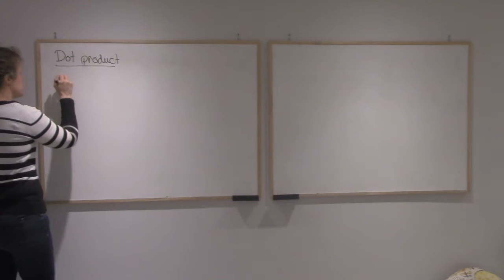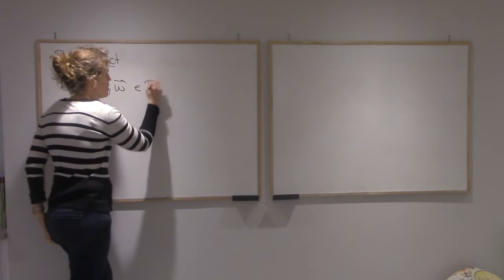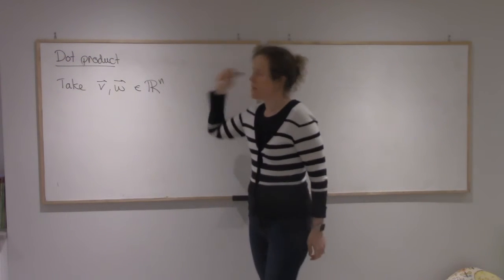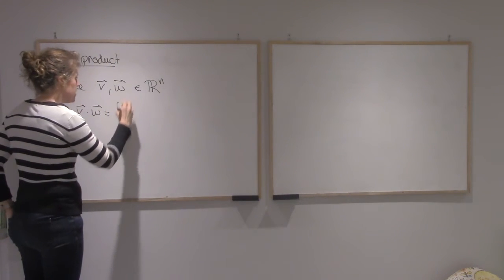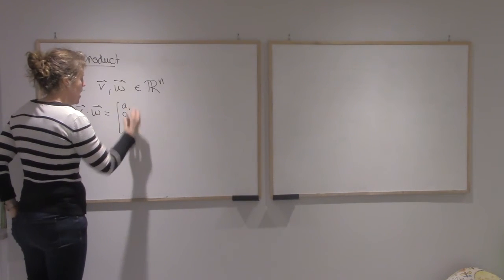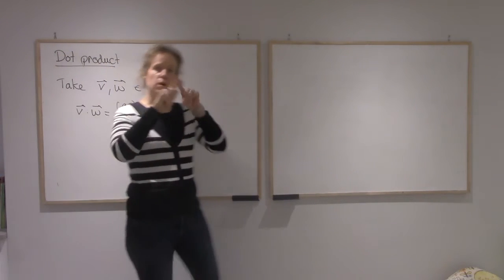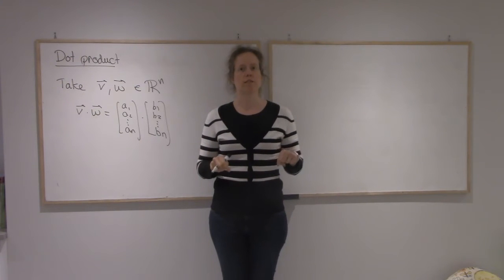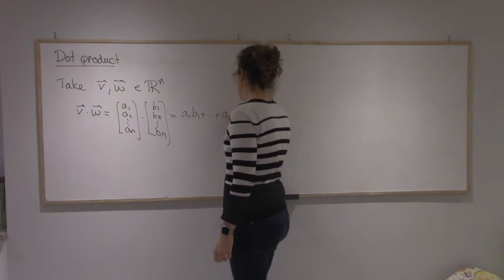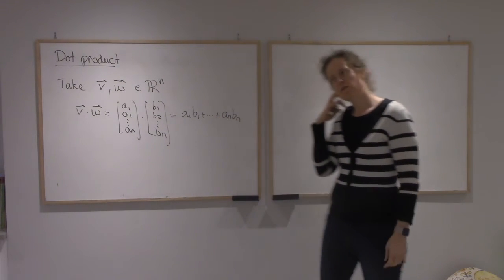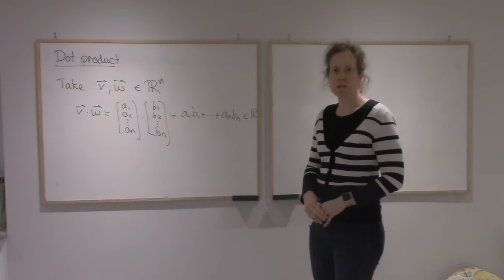For any two vectors in any Rm, in any Euclidean space, we had a dot product. So let's say V is A1, A2, ..., An, and W is B1, B2, ..., Bn. We just multiply the matching entries and then we add up the products. So that gave us something in R, it gave us a number, and that number was interesting in a bunch of different ways.